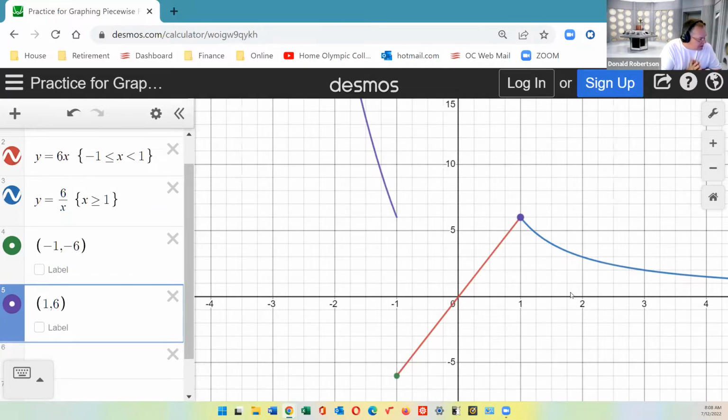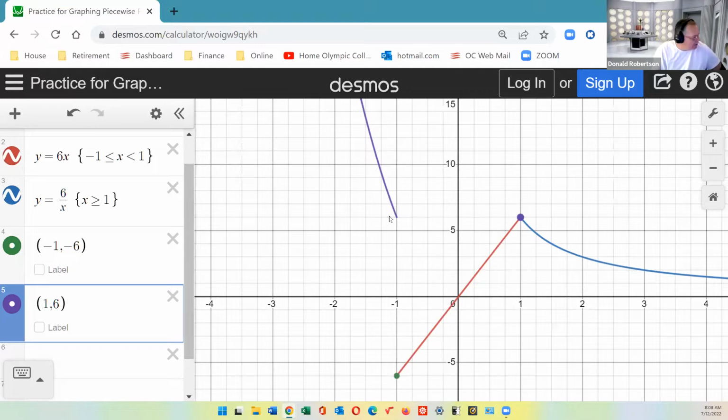Now, if I asked you a question like, where does this function have a discontinuity, right? A place where it's not continuous. Would you agree there's only one place where it's not continuous? And that's x equals -1. And we would call that a jump discontinuity.